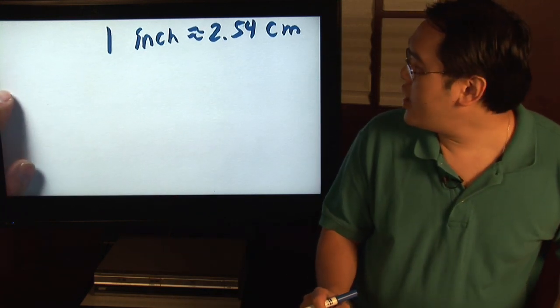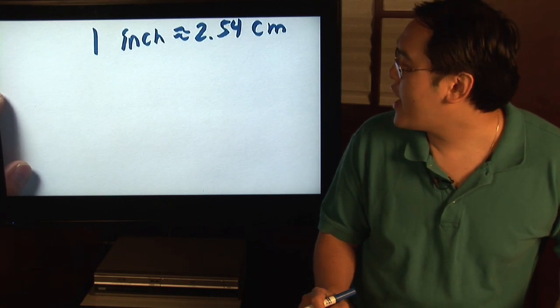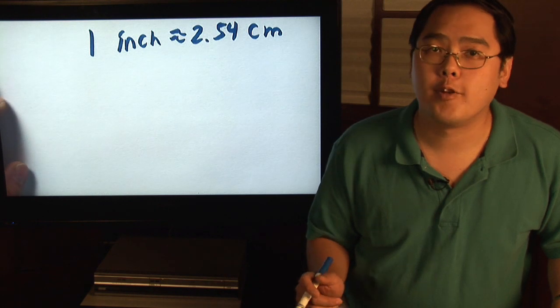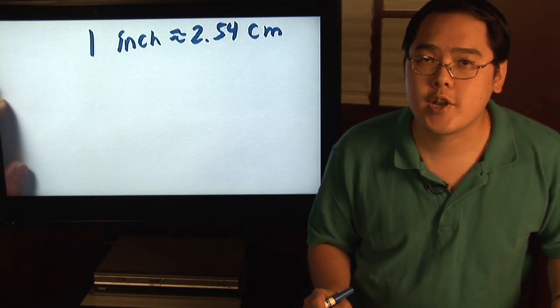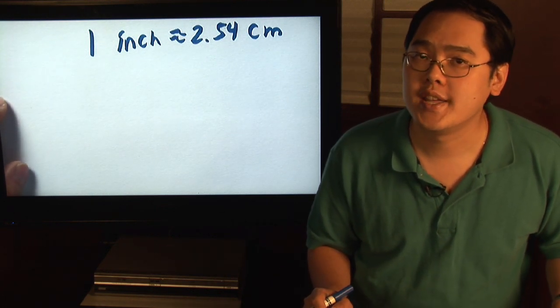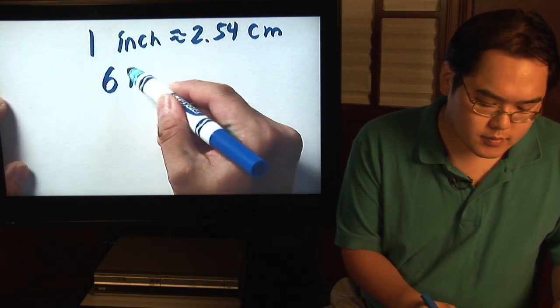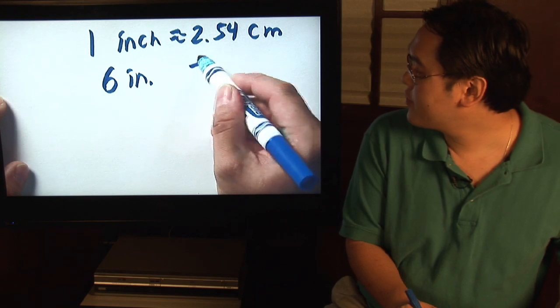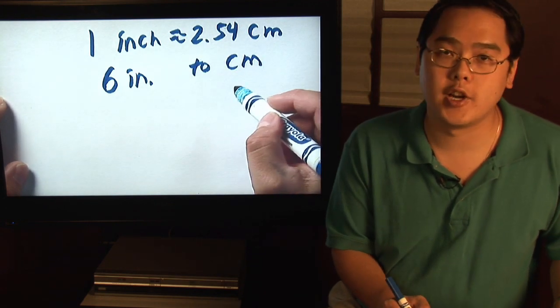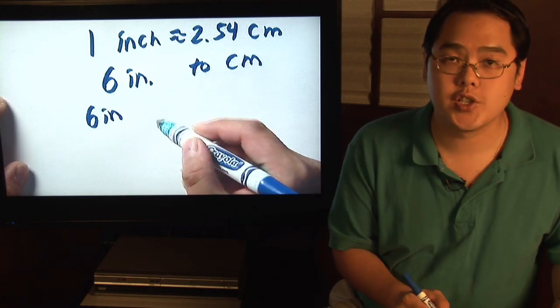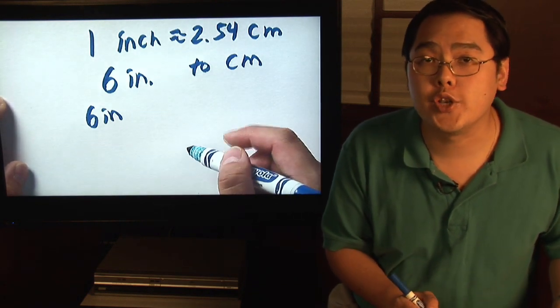Now, one example is that 1 inch is approximately 2.54 centimeters. Now, the meter is what's used in the metric system, whereas we here use inches. Now, suppose you want to convert 6 inches to centimeters. So what you want to do first is start off with 6 inches, and then what you're going to use is what's called unit fractions.